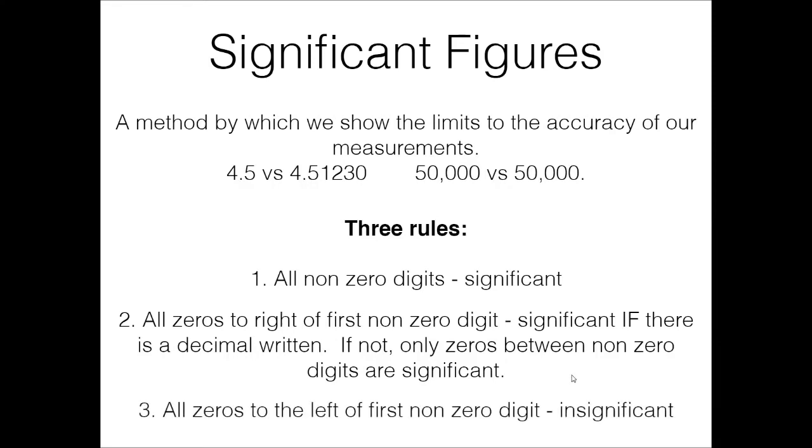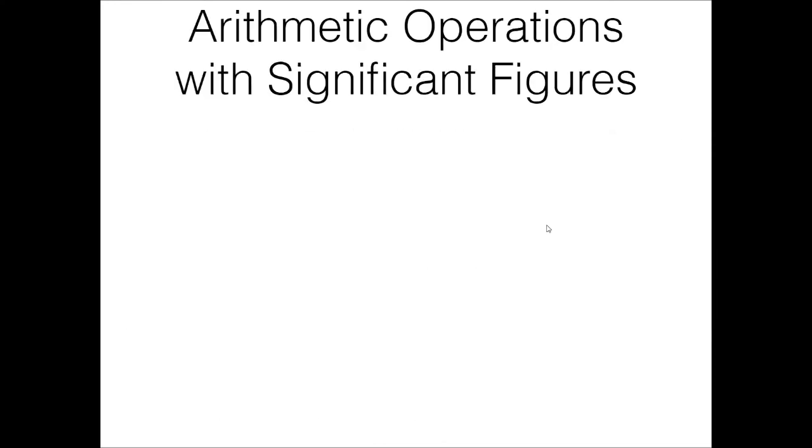Next, we're going to talk about leading zeros. These are zeros to the left of the first non-zero digit. For example, 0.00326. This number has 3 zeros to the left of the first non-zero digit. Those, no matter what, are insignificant. They are just there to hold the place, to show where the decimal exists. And those are used generally for numbers that are less than 1. So those are our significant figures rules for measurements that already exist.